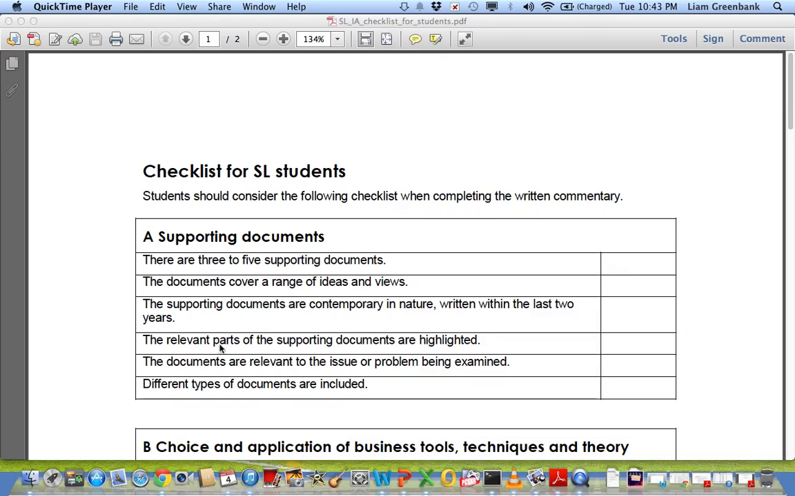Here, the fourth one, the relevant parts of the supporting documents are highlighted. So in the appendix, you will highlight the main sources within the article that you use to build your arguments in the main body of the IA.